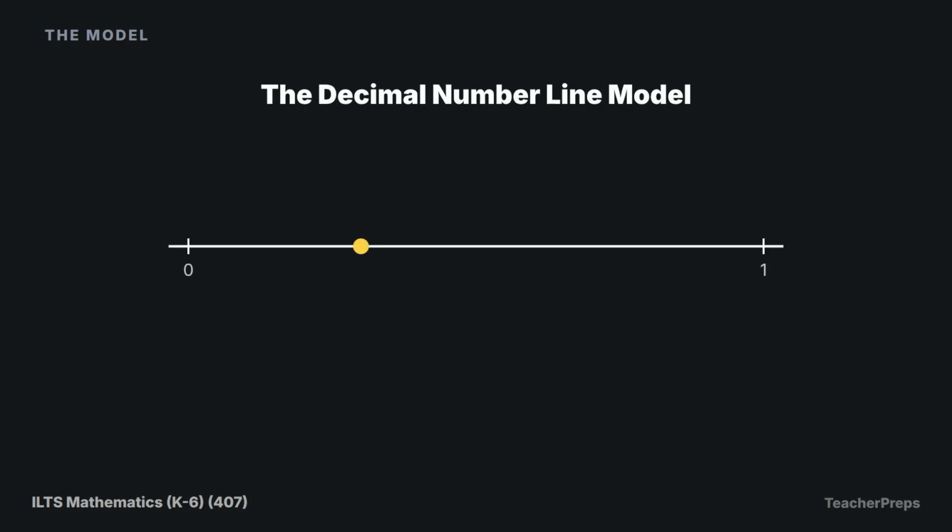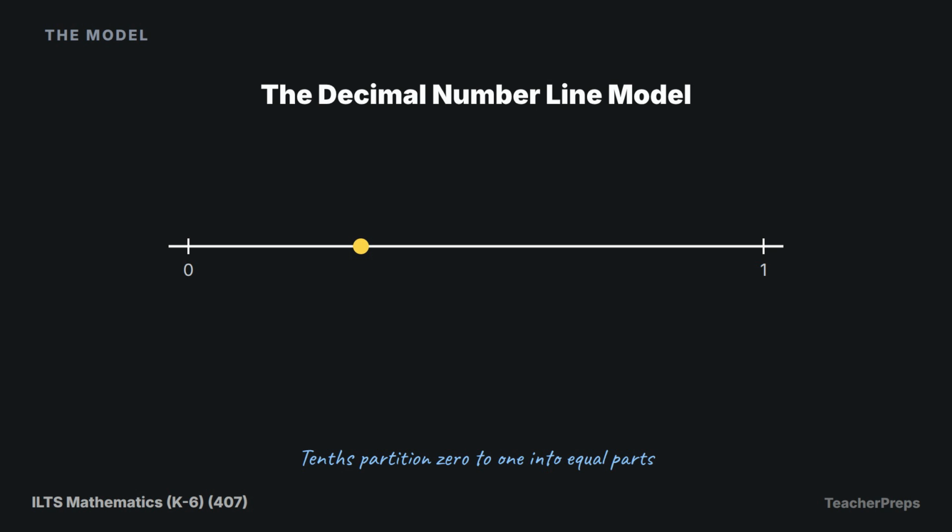This number line stretches from 0 to 1 and is cut into 10 equal parts, so each tick mark is 1/10. Placing 0.3 on this line shows students that 3/10 is a specific location, not just digits after a dot. Teachers use this model when students confuse decimal size, for example believing 0.39 is larger than 0.4 because it has more digits.